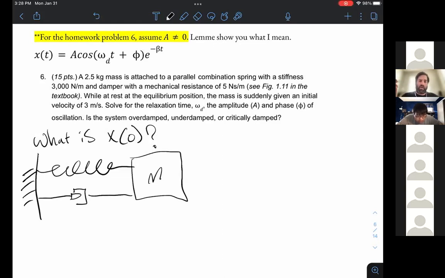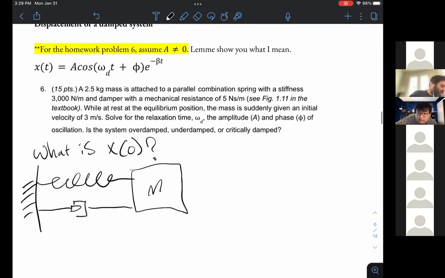In class, we figured out an equation for motion, and even an equation for velocity. We took the derivative of that. So we know it: x of t equals A cosine of omega d t plus phi, times e to the negative beta t. We're going to start from that place, and you're going to start from that place when you do the homework problem. I'm going to use some initial conditions to figure out what A and phi are.